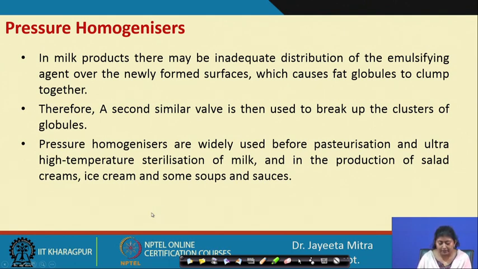Pressure homogenizers are widely used before pasteurization and ultra high temperature sterilization of milk, and in the production of salad cream, ice cream, and some soups and sauces. Because of the efficiency of pressure homogenizers in handling viscous or semi viscous liquids and making the emulsification better, ice cream, salad cream, soup and sauce production use this pressure homogenizer technology.